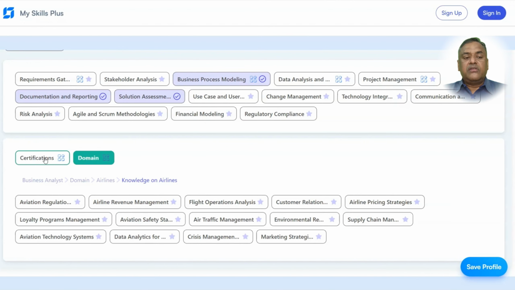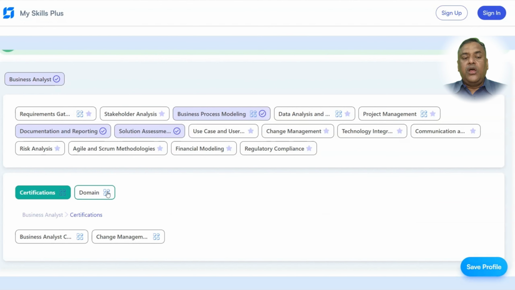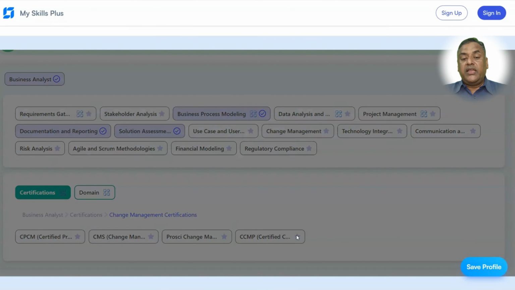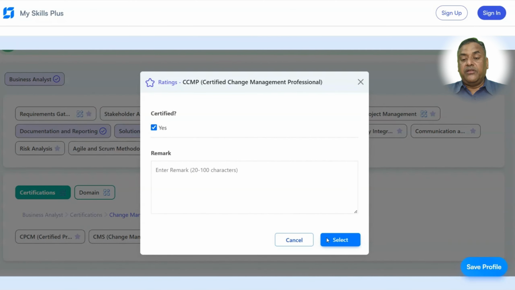Then we have certifications which are related to the business analyst, right? So these are also given here. We may or may not be certified, but we can become aware of the different kinds of certifications. And maybe I also have certain certifications. So I am a certified change management professional, so I can indicate that yes, I am certified here, right?